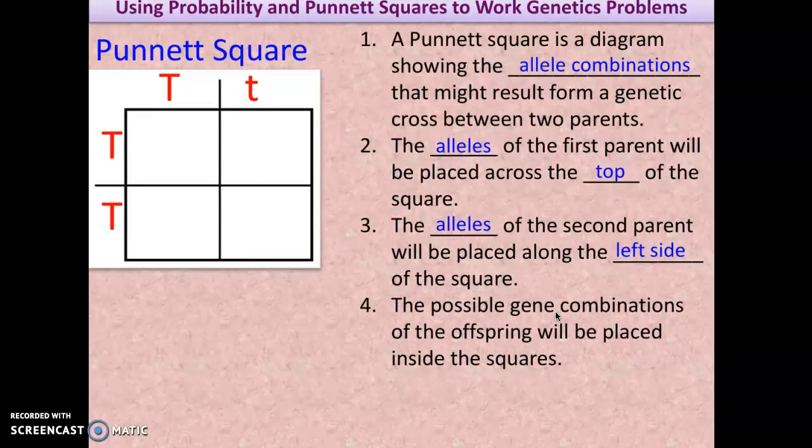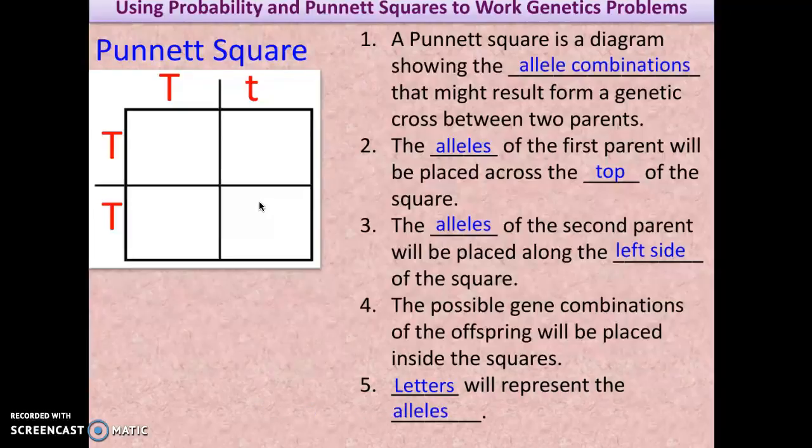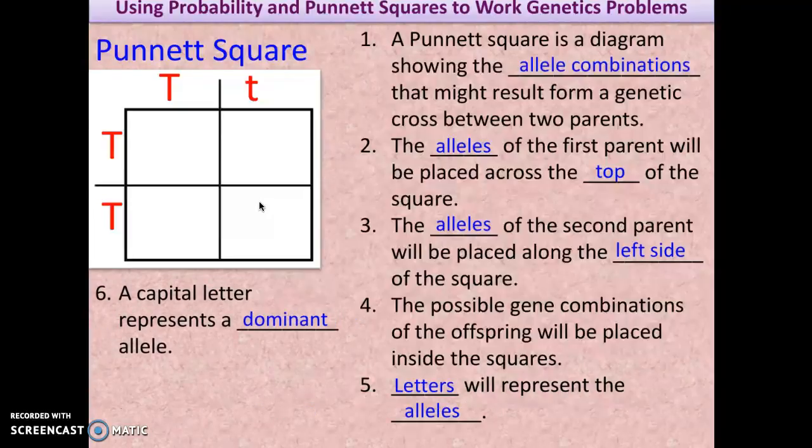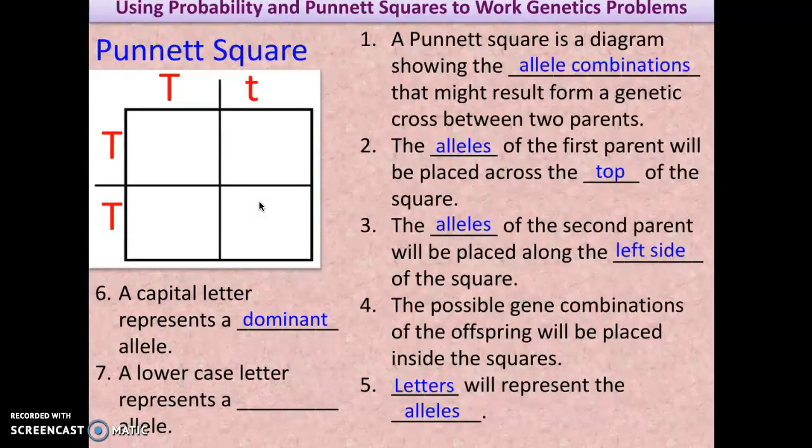The possible gene combinations are going to be in the middle here. The way that I like to do this is I like to use the drag and drop method, where I'm going to take that big T and drag it into each of these boxes, take the big T and drag it into these boxes, the big T and drop it down into these two, and the little t and drop it down into these two. The letters represent the alleles. A capital letter represents a dominant allele. A lowercase represents a recessive allele. You do already have that. This is just a little bit of review.